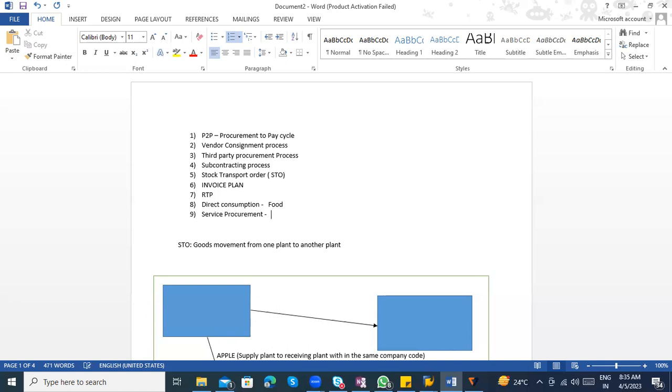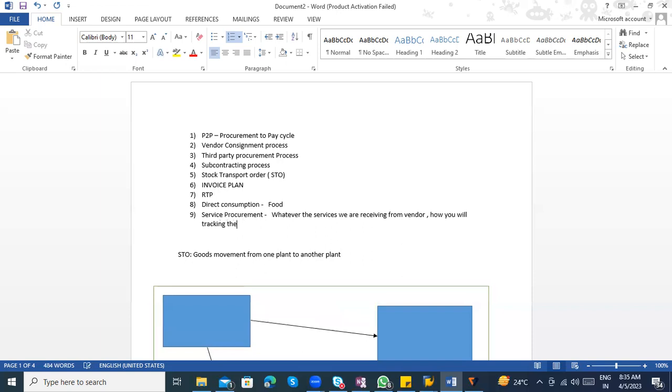What do you mean by service procurement? Whatever intangible products, whatever services we are receiving from the vendor, how will you be tracking the services, and how will you be accepting them? Because these are not products, right? So there must be an acceptance of the services also.